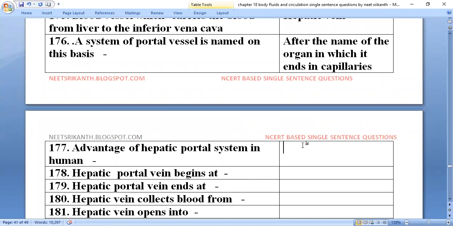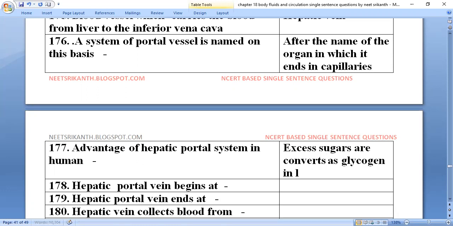Advantage of the hepatic portal system in humans: excess sugars from what we eat immediately reach the liver and are converted into glycogen, with the help of a hormone released from the pancreas, that is insulin. The hepatic portal vein begins at the gut and ends at the liver.